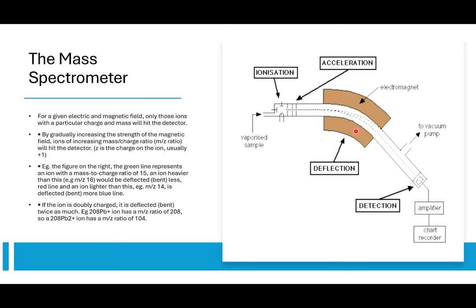We looked at this through a mass spectrometer already with respect to the fundamental particles back in module 1, unit 1. But with this now, we're just looking at the molecular ions themselves. So if the ion is doubly charged, it is deflected twice as much. For example, lead 208 has a mass to charge ratio of 208, so a lead 208 2+ ion has a mass to charge ratio of 104. So the mass to charge ratio has an effect on how much the ion is bent within the mass spectrometer. If it has a 2+ charge, it's going to halve that ratio. If it is a 3+ charge, it's going to divide that ratio by 3.